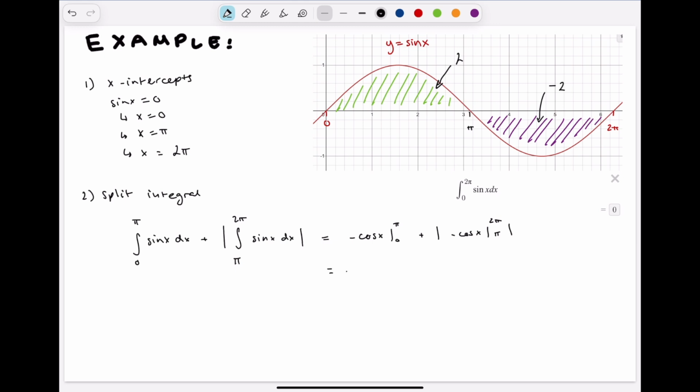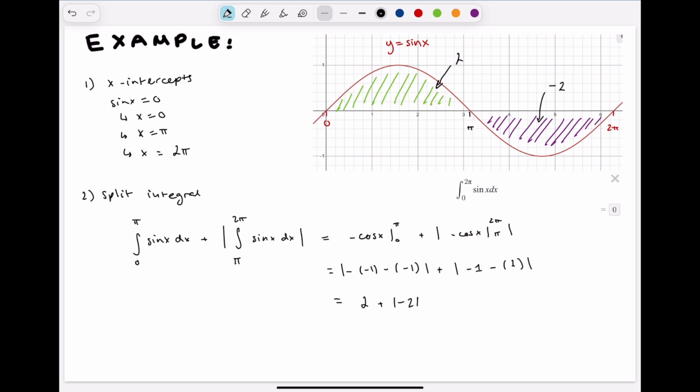And so this is going to give us negative cosine of π, which is negative (−1), so +1, minus negative cosine of 0, and cosine of 0 is 1, so that's −1. So that gives 1 − (−1) = 2. Plus the absolute value of negative cosine of 2π, which is −1, minus negative cosine of π, which is +1. And so this is going to give us 2 plus the absolute value of −2.